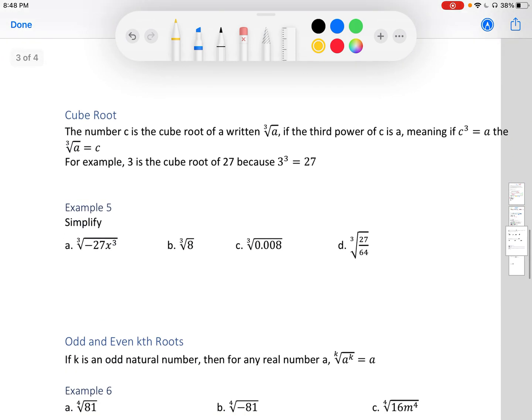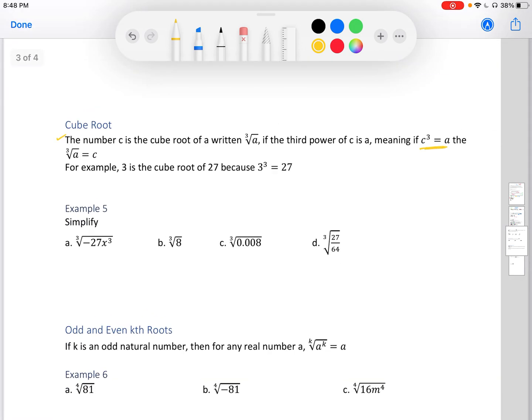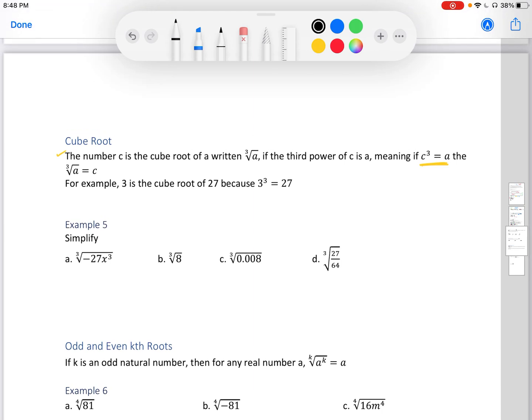Cube roots. The number c is a cube root of a, written as the cube root of a, if the third power of c is a, meaning c to the third power equals a. The cube root of a is c. So we're working with square roots, but we're not just limited to something raised to a square, right? That was our square roots. We can also have cube roots.